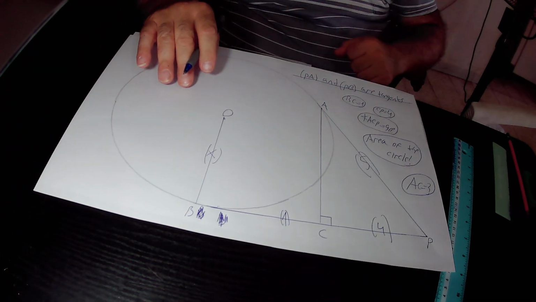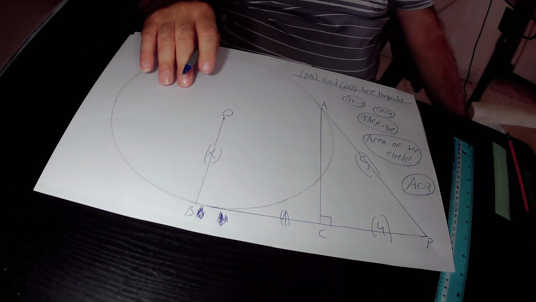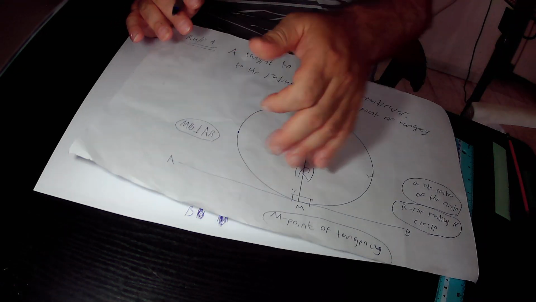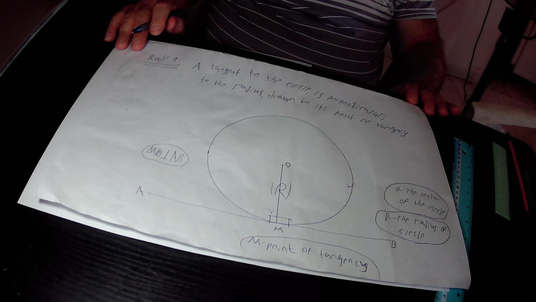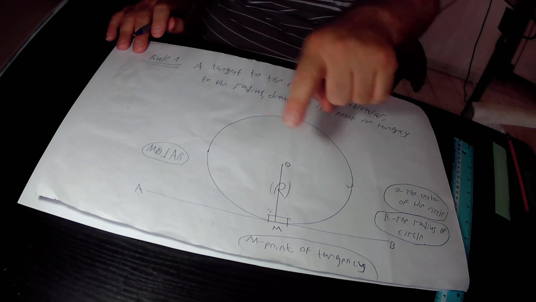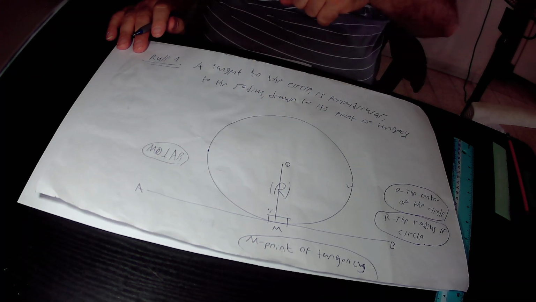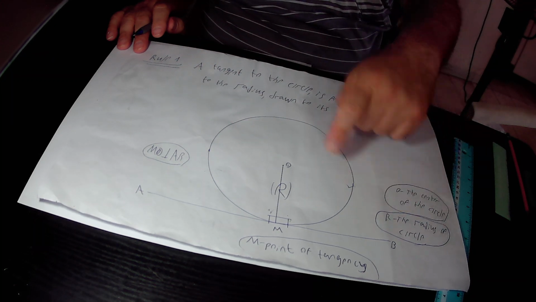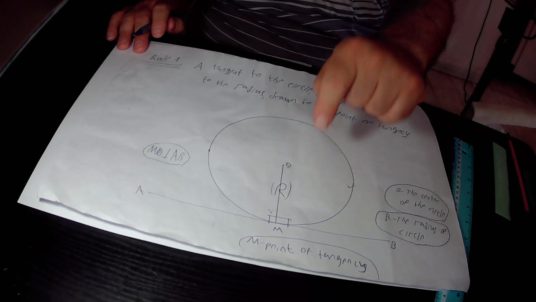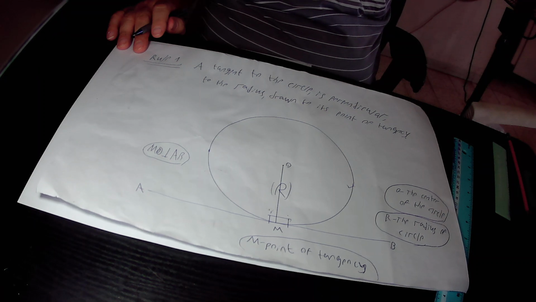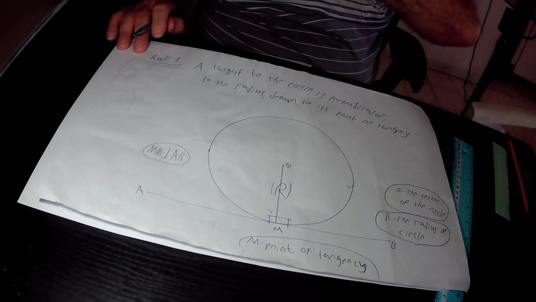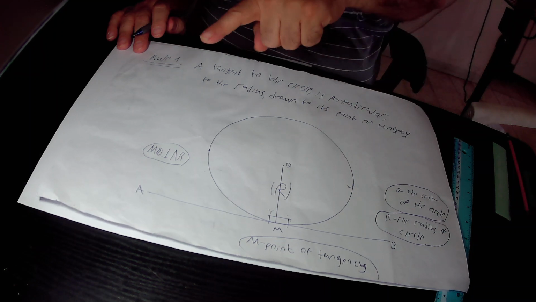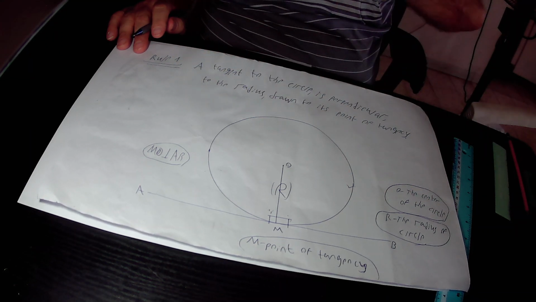So here we can implement rule 1. According to rule 1, a tangent to the circle is perpendicular to the radius drawn to its point of tangency. So in the drawing we have a circle, and this is tangent AB, and the point of tangency is point M. And here also the radius OM, that is equal to R. The radius OM is drawn to point M, that is the point of tangency of tangent AB with this circle.